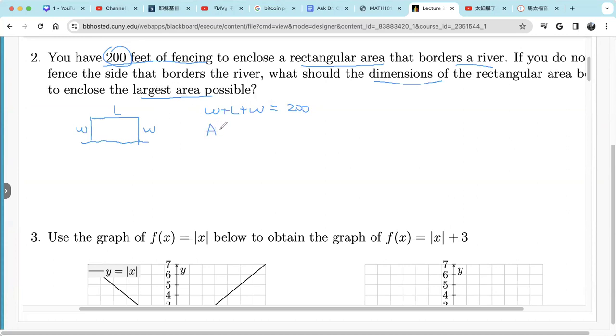So let's write down equation. The area of this rectangle is just L times W, right? Length times width.